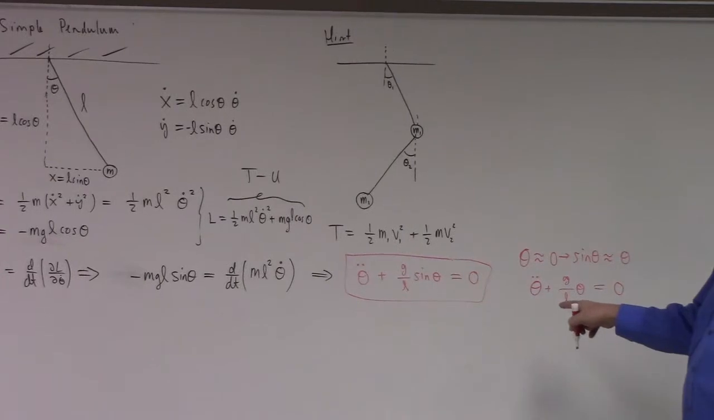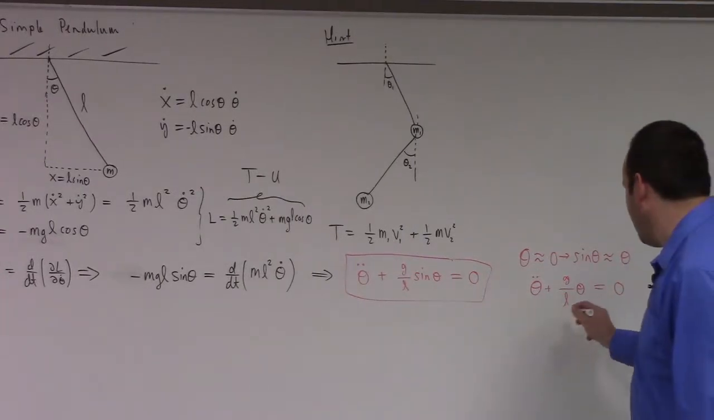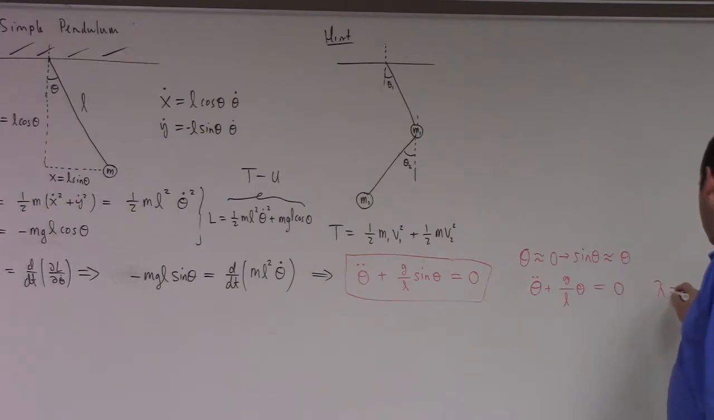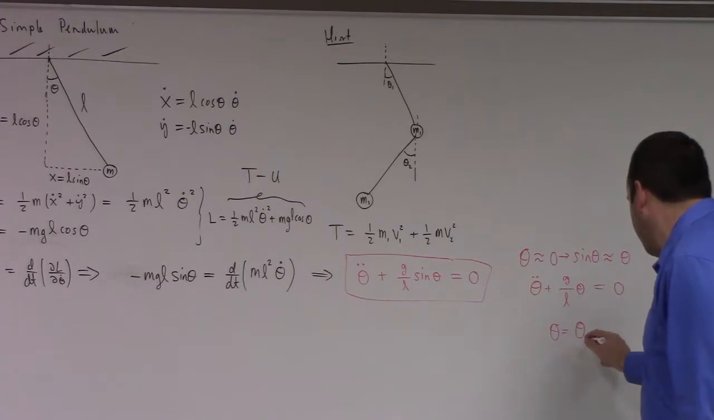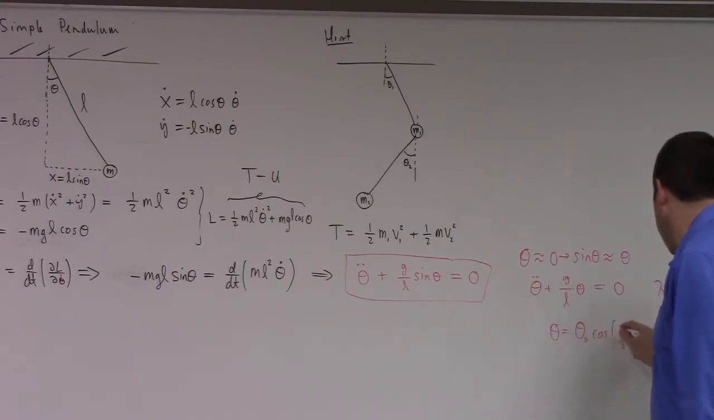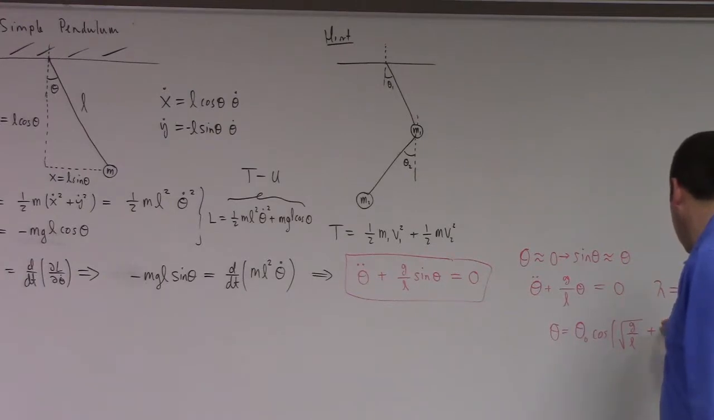And then for those of you who are currently taking differential equations, you can immediately go, I know what that is. I've got lambda is equal to plus or minus i square root of g over L as my characteristic value, and so the solution is theta is equal to theta naught cosine of the square root of g over L t plus some phase delta, let's say.